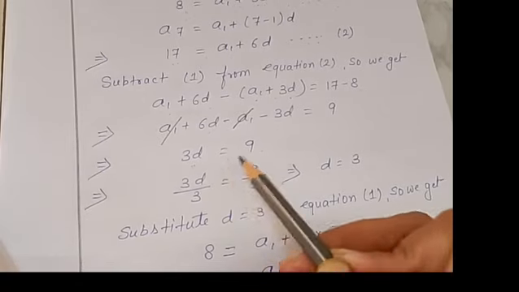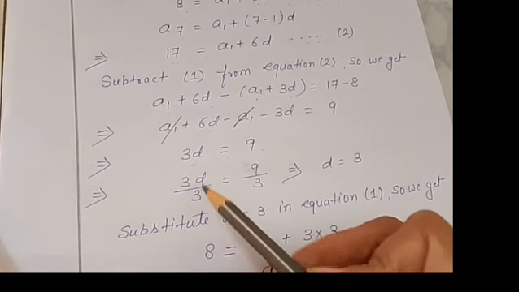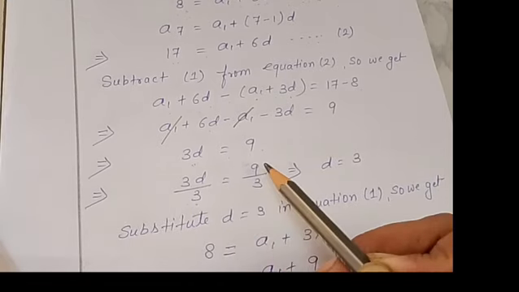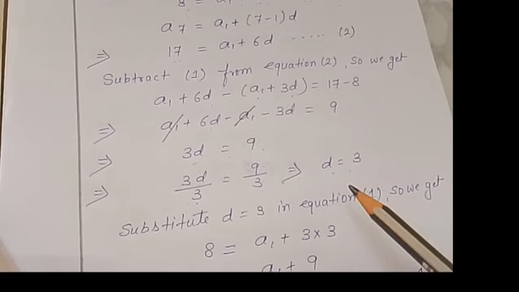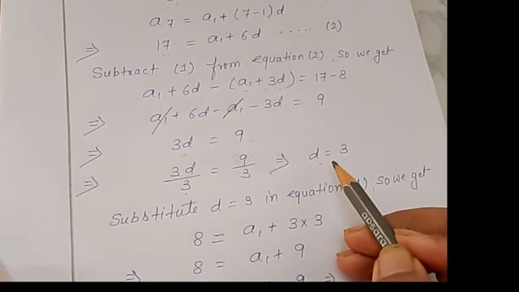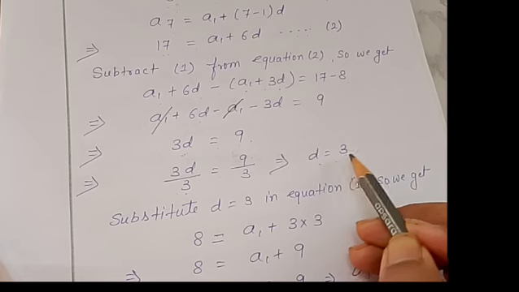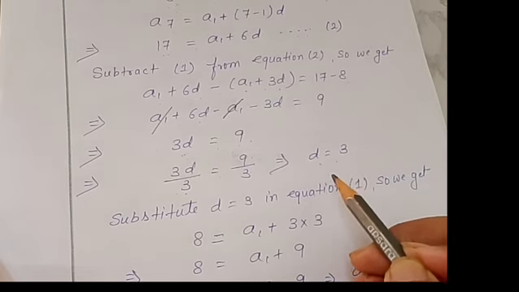Divide both sides by 3, so that 3d upon 3 is equal to 9 upon 3. Therefore, d is equal to 3. Solving for d gives the common difference. d is equal to 3. Now solve for the first term.